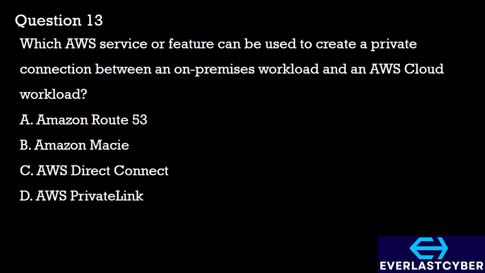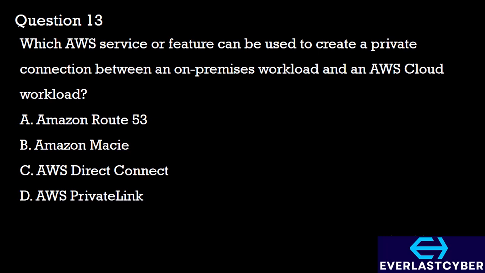Question 13. Which AWS service or feature can be used to create a private connection between an on-premises workload and an AWS cloud workload? A, Amazon Route 53. B, Amazon Macie. C, AWS Direct Connect. D, AWS PrivateLink.